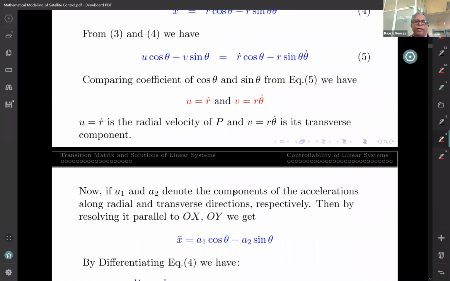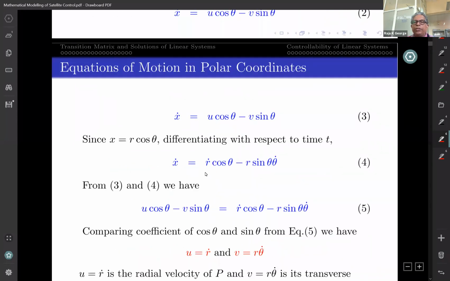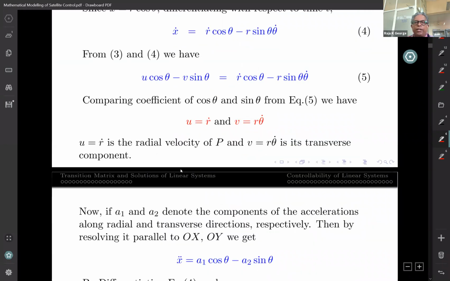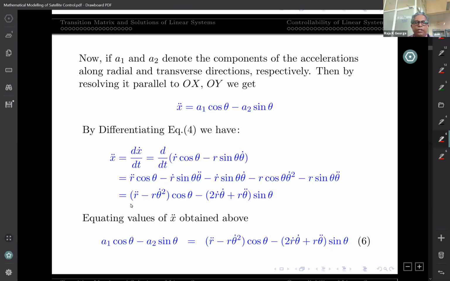Now we will find the same thing for acceleration. If we assume that a1 and a2 are the components of acceleration in the radial and transverse directions, then again resolving along the x-axis and the y-axis, x double dot is a1 cos theta minus a2 sin theta. Again, differentiating the previous equation 4, which we got from the transformation equation, x dot one more time with respect to t, we get the acceleration. So x double dot is d x dot by dt, and differentiating it results in this form: r double dot minus r theta dot square cos theta minus 2 r dot theta dot plus r theta double dot sin theta.